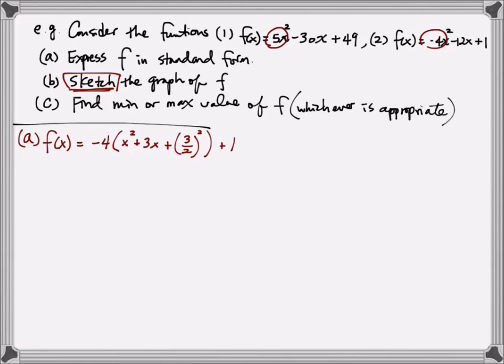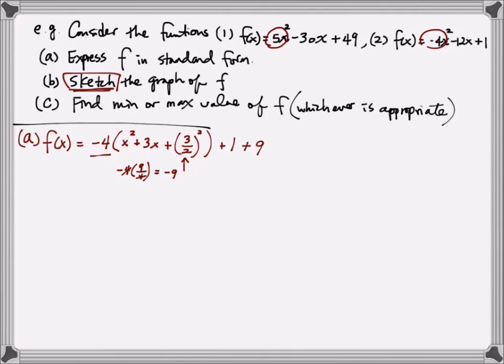Well, let's figure out what I need to do to compensate for what I've just done there. I actually added 9 over 4 multiplied by the negative 4 there. So really I did minus 4 times 9 over 4. The 4's cancel. I really just added a negative 9. So if I add a negative 9, which means I subtracted 9, I need to add 9 back.